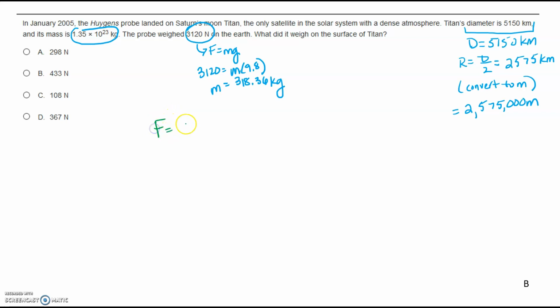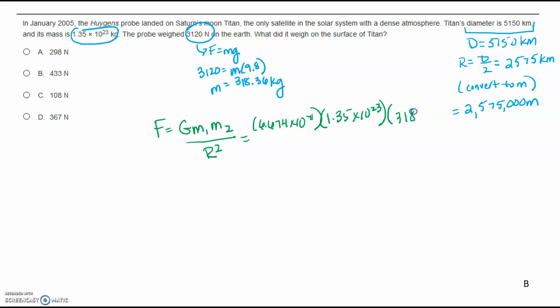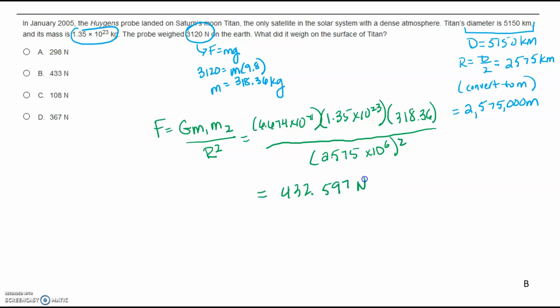So I went ahead and used this over r squared. I have the mass of the planet, which is 1.35 times 10 to the 23rd. I have the mass of the probe, which is 318.36, all over the radius, 2.575 times 10 to the 6th squared, and I get 432.597 newtons, which is going to end up being B.